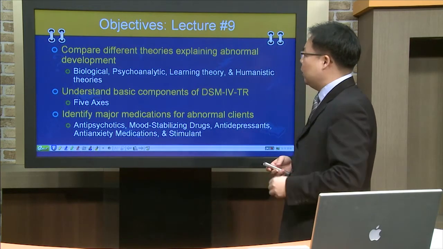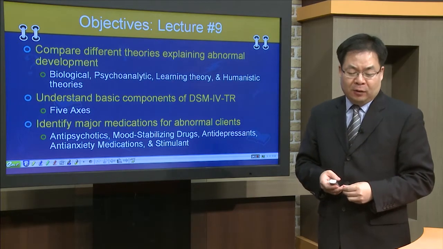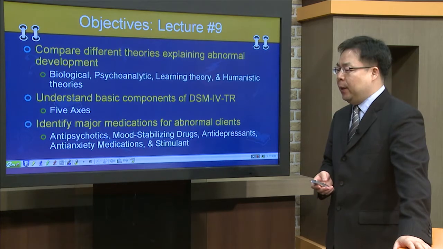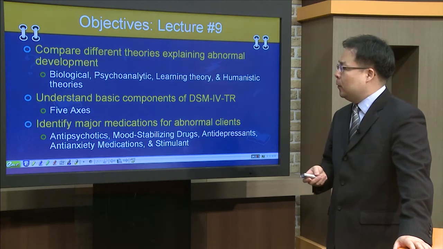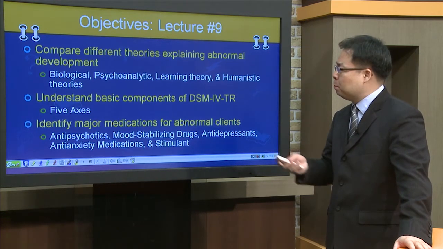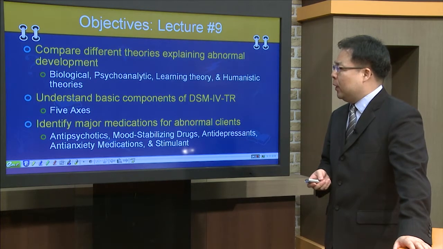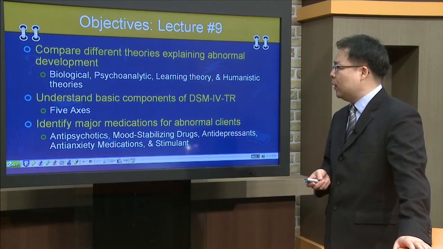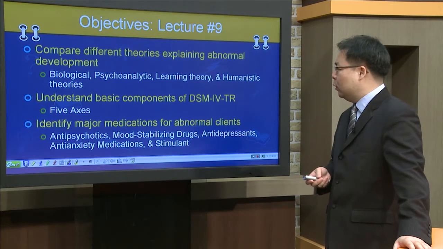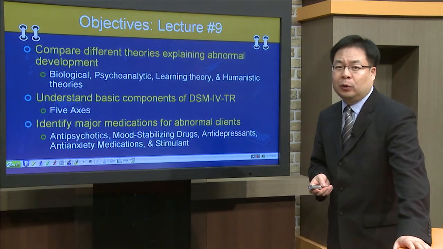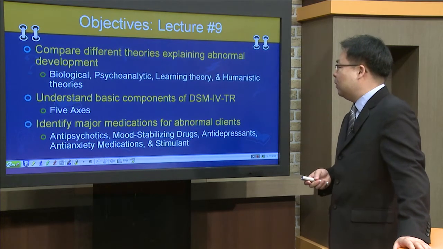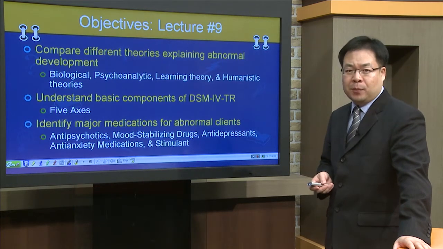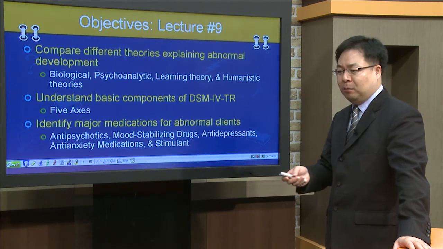The first one is we want to compare different theories explaining abnormal development. There are many different theories here, and I categorized them in 4 different ways: biological, psychoanalytic, learning theory, which is a behavioral approach, and the final one is humanistic theories. We have reviewed the theoretical perspectives in many different lectures.